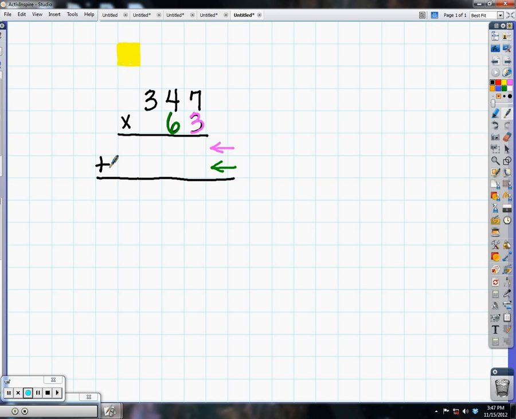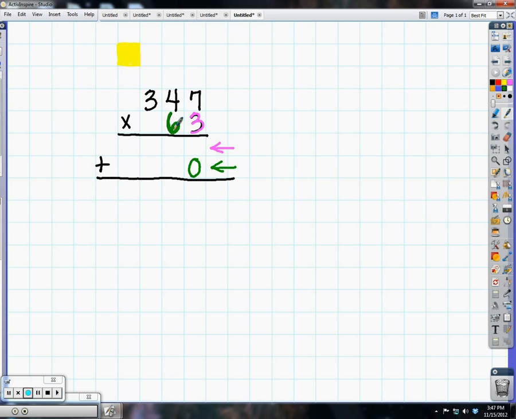Now, one other thing you can do to kind of set this up is, on the second line of work, you have to immediately put a 0, because this shows that you're not really multiplying by 6, but that you're multiplying by 60. So I know sometimes you all like to call it a placeholder. I like to call it a value giver.